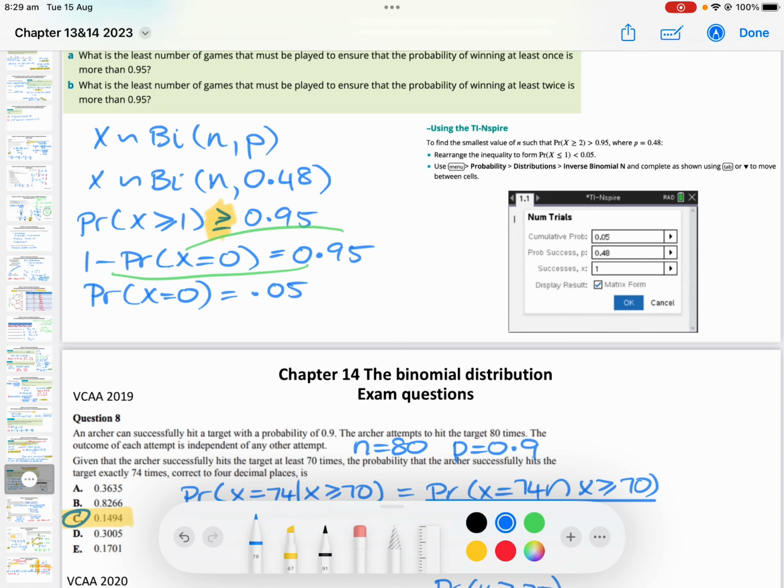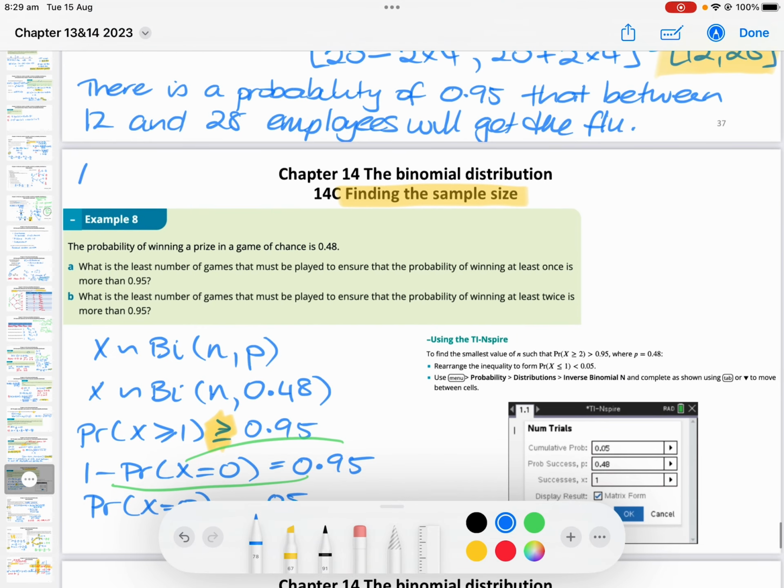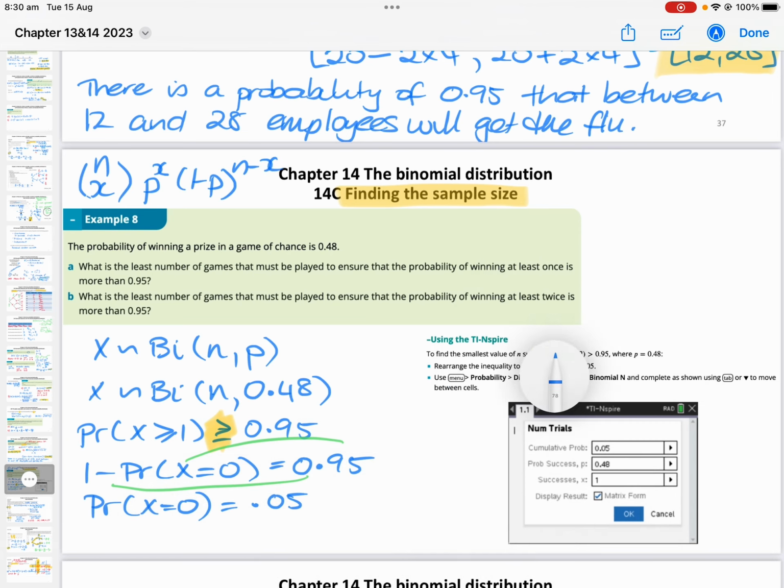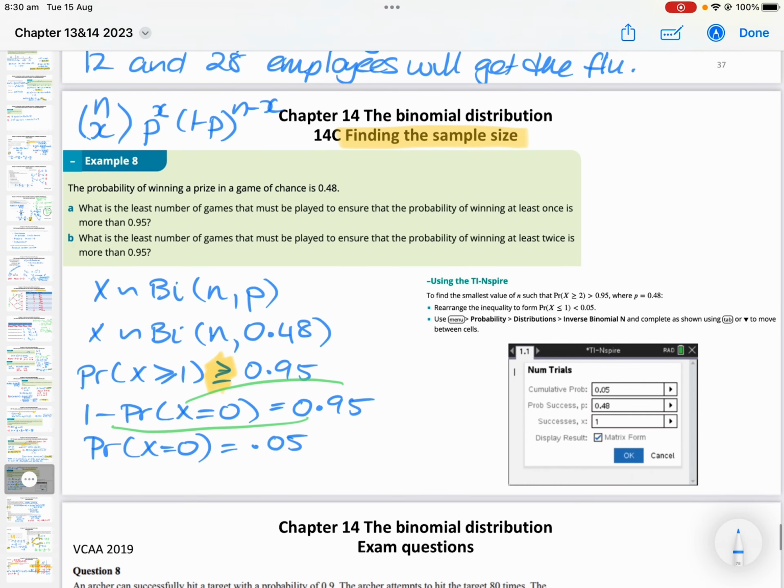Right, so we know from our binomial formula, n choose x, p to the x, 1 minus p to the n minus x. All right, so what have we got? We've got n choose 0, p to the 0, 1 minus p, 0.52, to the n take 0. And we know that that has to be 0.05.